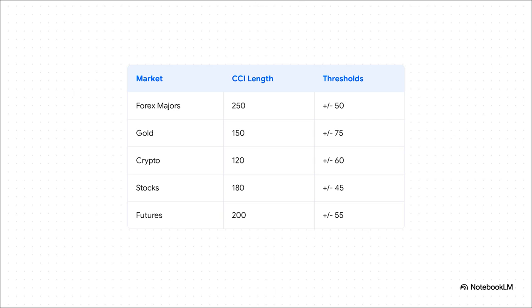And just look at the logic here. For something super volatile like crypto, we use a shorter CCI length of 120. Why? Because we need to be a little quicker to catch those fast moves. But then you look at major Forex pairs, and we use a much longer setting of 250. That helps us filter out all the noise and chop that comes from things like central bank announcements. And for gold, gold can have some absolutely massive violent moves, so we widen those thresholds out to plus or minus 75. That way we're only getting a signal when a really significant shift happens. Tweaking these settings is absolutely key.